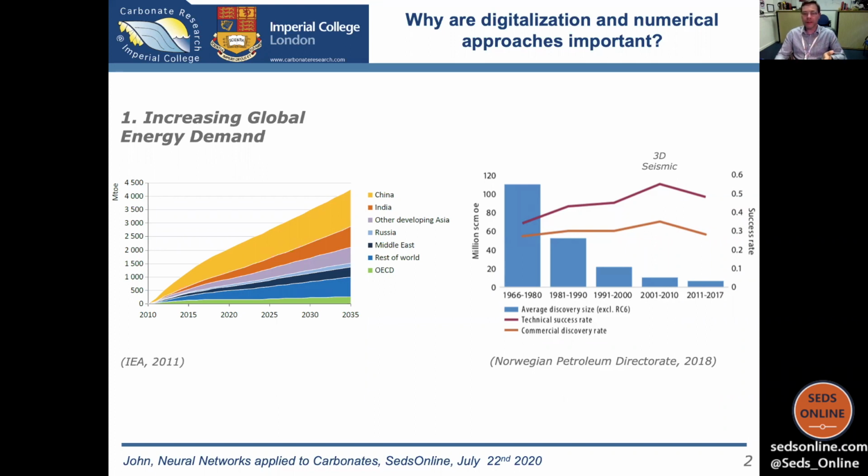And if you compare the left graph with the right graph, which showed essentially the number of new resources that were found over the last 40 years, you can see that the trend is for ever smaller discoveries in terms of oil and gas. So that means that we need to be more efficient at finding new resources, but also at exploiting new resources. And in that case, numerical approaches, numeralization and digitalization play a big role.